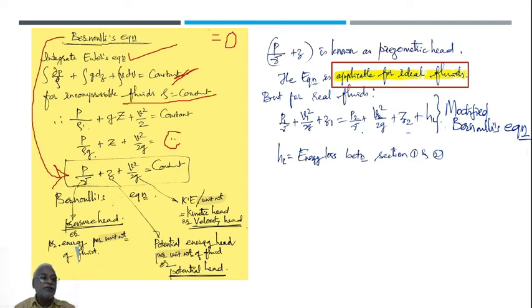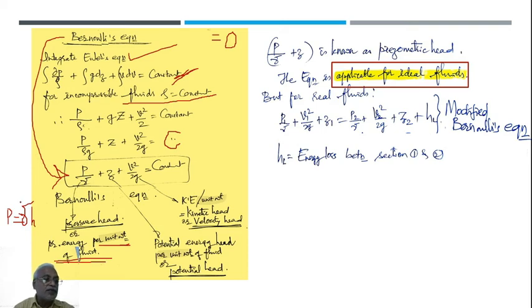The first term, which is p by gamma, and also we'll see units. P by gamma is pressure head. You know that because you remember that P is equal to gamma H. Now what is H? H is equal to P by gamma. That is, H is nothing but pressure head. So that is what this term is. So pressure head or pressure energy per unit weight of the fluid. This is the most important part. Per unit weight of the fluid.